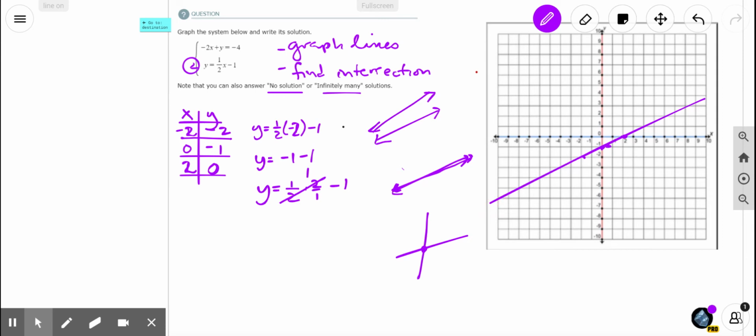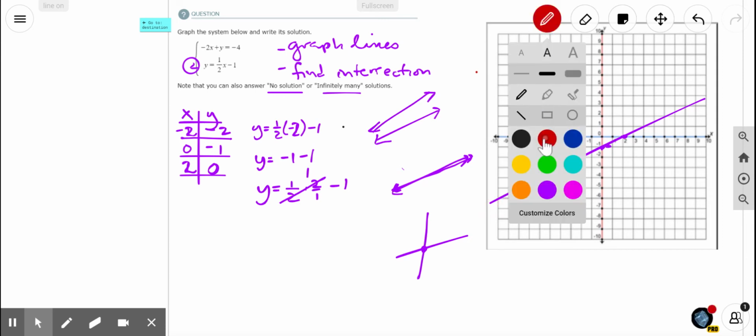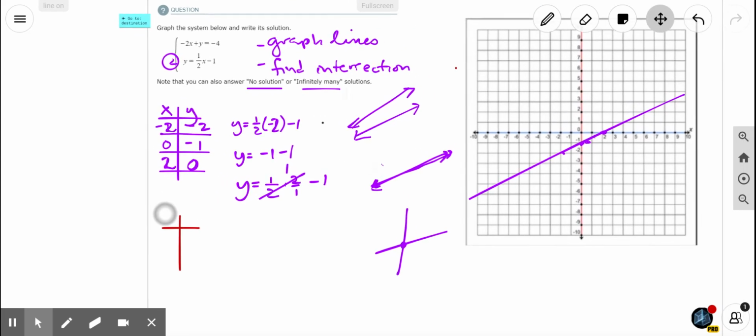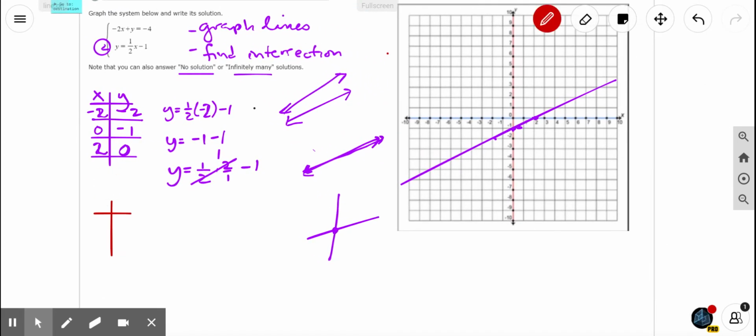I'm going to pick a different color for the second line. Pick red. And now you have a choice. We're going to do a table again, with x and y. I'll pull it back over here. I'm going to take a line tool. We're going to pick 3 points.